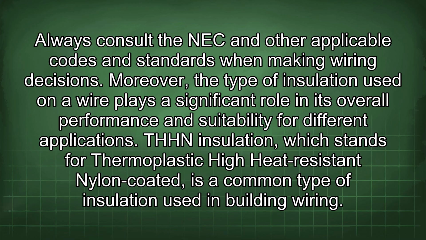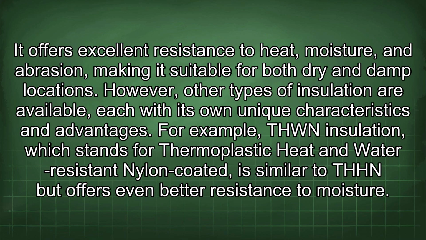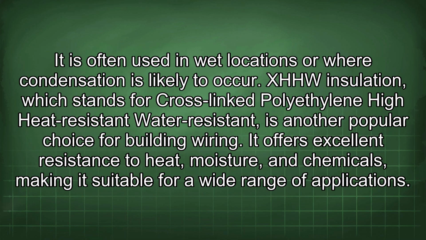THHN insulation, which stands for thermoplastic high heat resistant nylon coated, is a common type of insulation used in building wiring. It offers excellent resistance to heat, moisture, and abrasion, making it suitable for both dry and damp locations. However, other types of insulation are available, each with its own unique characteristics and advantages. For example, THWN insulation, which stands for thermoplastic heat and water-resistant nylon coated, is similar to THHN but offers even better resistance to moisture. It is often used in wet locations or where condensation is likely to occur.